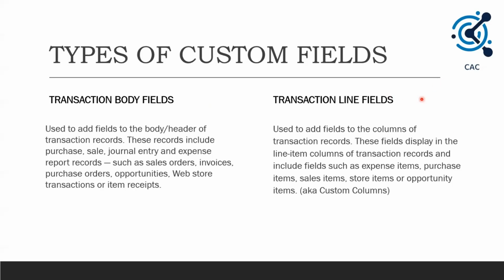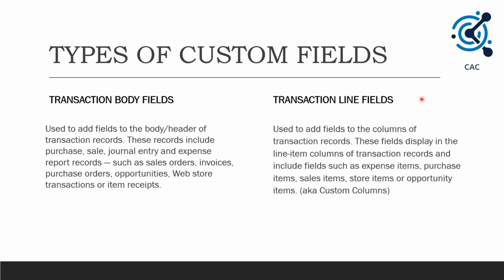Then we have transaction line fields. Transaction line fields are used to add columns to the transaction records. Most of the time, transactions are going to have a sublist of items. The transaction line fields are where we can add custom fields to the item line, like on a sales order or an invoice or an item fulfillment, for example. These fields display in the line item columns of transaction records and include fields such as expense items, purchase items, sales items, store items, or opportunity items. These are also known as custom columns.